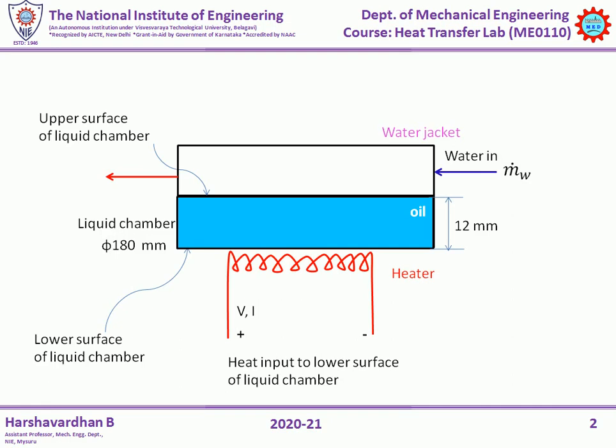water is going to leave the water jacket at a certain higher temperature. So water will be entering at an initial temperature of T5 degree centigrade, while water will leave the water jacket at a temperature of T6, and here the water is expected to absorb the heat from the upper surface of the liquid chamber, because of heat conducted through the liquid from the lower surface to the upper surface.